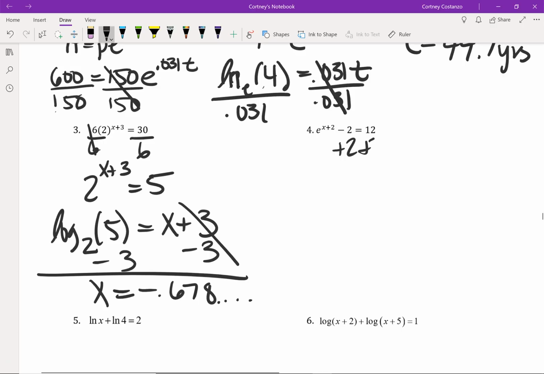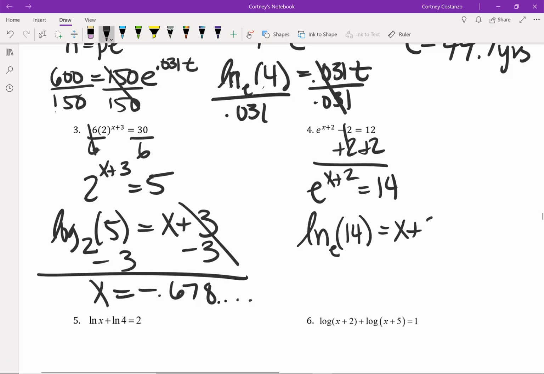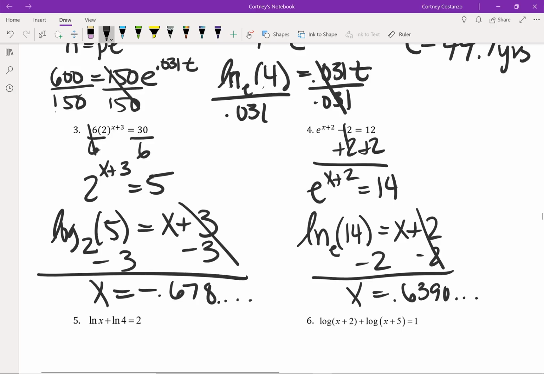Add the 2, again, isolate the exponential. The log that has a base e is a natural log, base e. You really don't need the e there because natural log, that's the assumed base, of 14 equals the power. Move the 2 over and type it in your calculator. And again, if the directions say to round, just be sure to round.